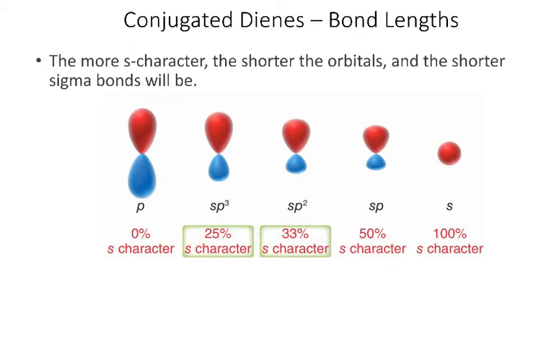When we go to an sp2 orbital, now we're mixing two p orbitals with one s orbital, so now it's up to 33% s character, and so it gets a little bit shorter, and so we'd expect the sigma bonds that it would make would be shorter than the sigma bonds made with an sp3 orbital. In probably two videos from now, we'll talk about molecular orbital theory and give another explanation for why these sigma bonds in the conjugated dienes are shorter than we might expect.